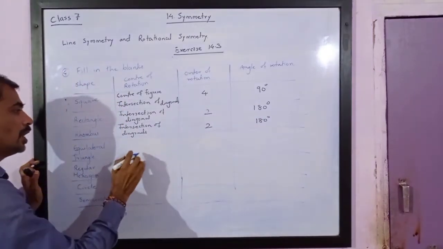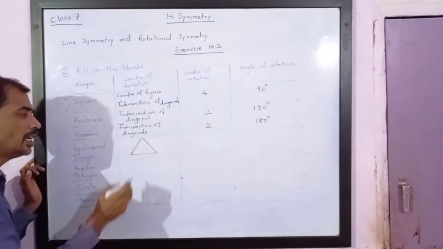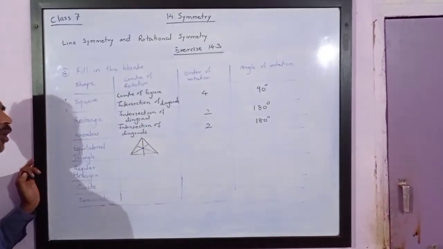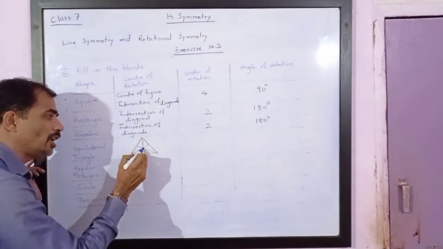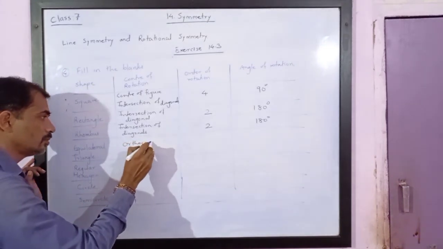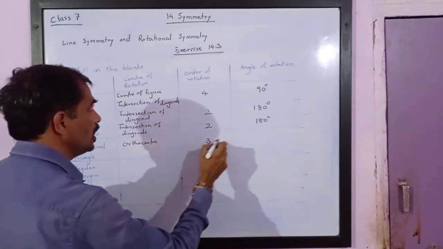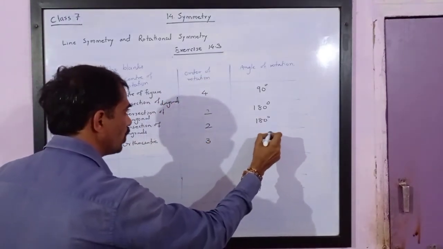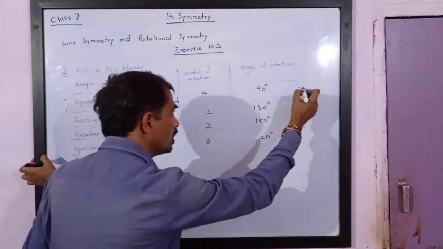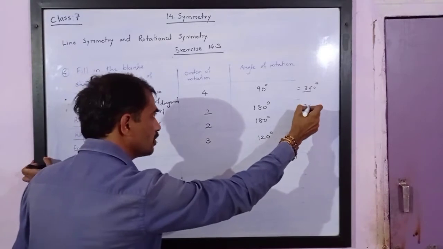Then the next figure is equilateral triangle. So in case of equilateral triangle, you will notice the medians intersect, so this is the center point. This point is called the orthocenter, or where medians intersect. Now here please note, order of rotation is 3 and angle of rotation is 120 degrees. Please note, the product of order of rotation and angle of rotation is always 360 degrees. So if you multiply this, you will always get 360 degrees.